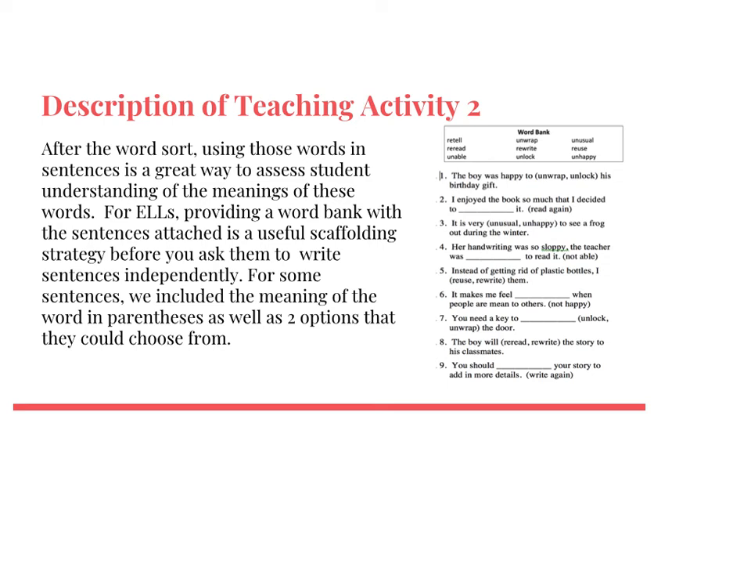For example, sentence 1, the boy was blank to his birthday gifts. The choices we gave were unwrap or unlock. Another sentence example is, her handwriting was so sloppy, the teacher was blank to read it. In parentheses, the definition of the word, not able, was listed. Students would have to choose from the word bank above for their answers.